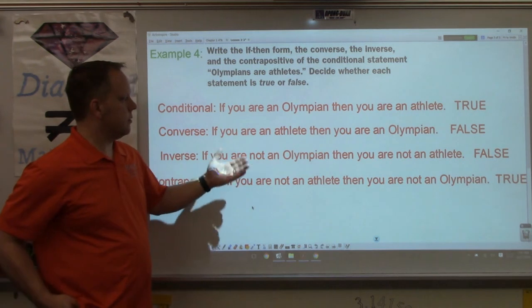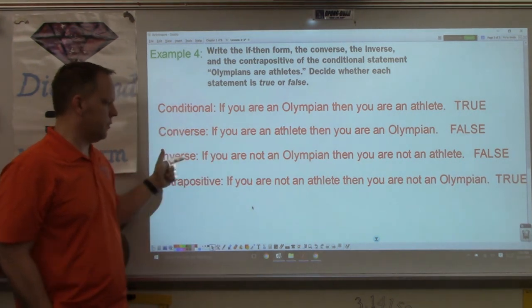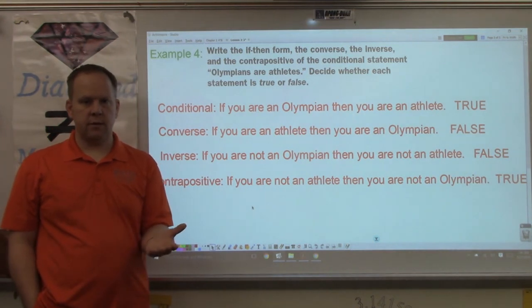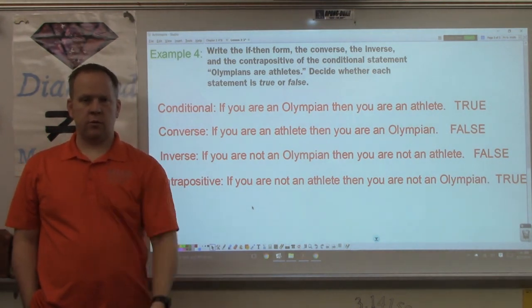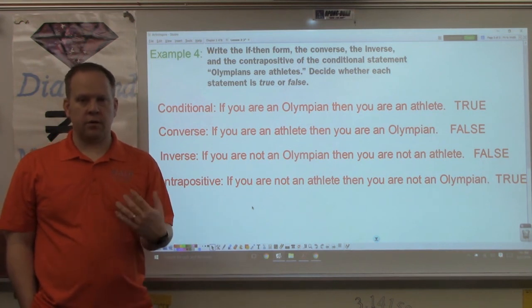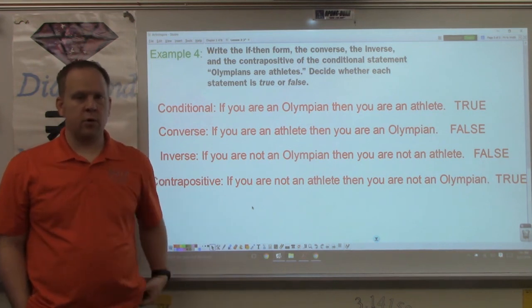And there you have it, folks. The conditional, the converse, the inverse, the contrapositive. This wraps up our lesson for today. Please go and now try and do your classwork. If you have any questions, please email me or see me after class, and we'll talk more about this.